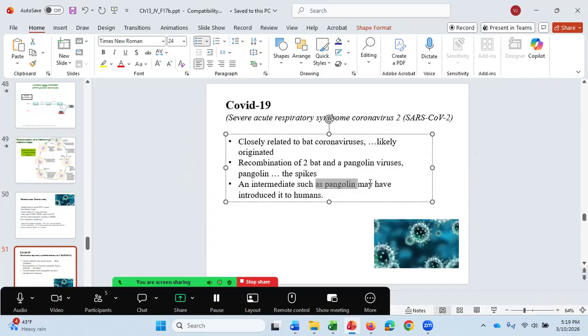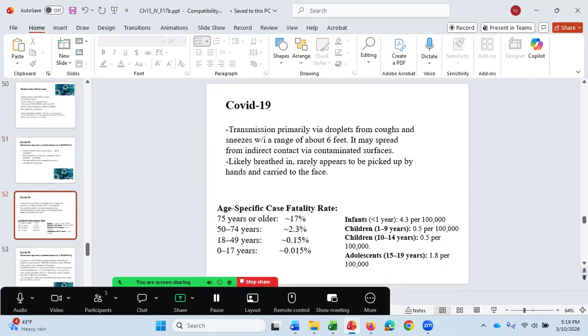Although the exact animal that was the intermediate is not known, we think it might have been a pangolin. Transmission of COVID-19 is largely from droplets from coughs and sneezes, talking, singing, within a range of about 6 feet. It may spread from indirect contact via a contaminated surface, like somebody coughs on a doorknob or on the counter. You can pick it up, but it's not likely to spread that way.